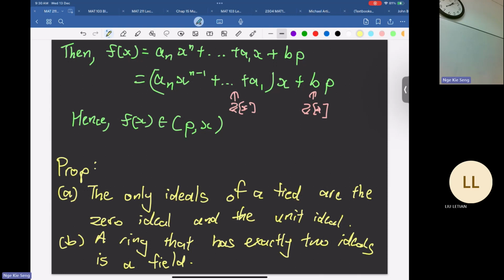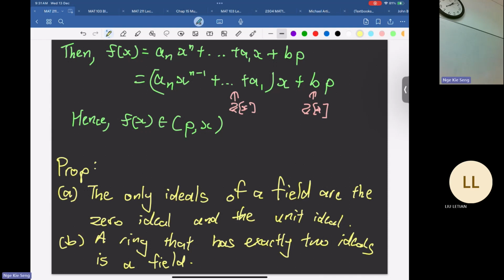So the first line, how to prove it? The only ideals of a field are the zero ideal and the unit ideal. Obviously the zero ideal is in the field, because you just take zero and make the ideal. How about the unit ideal? Why are all the other ideals the unit ideal?